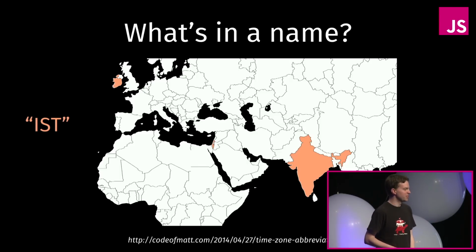So some other things that I learned. You should never rely on the abbreviation of a time zone as being a unique identifier. For example, IST, which some people will just think is Island Standard Time or Island Summer Time, also applies to Israel and India.